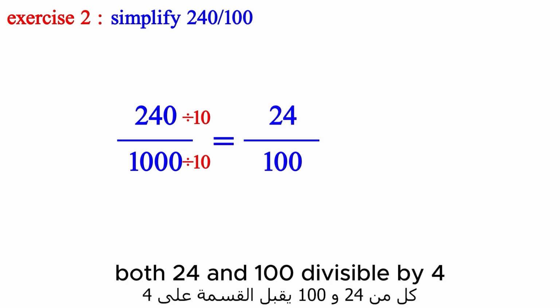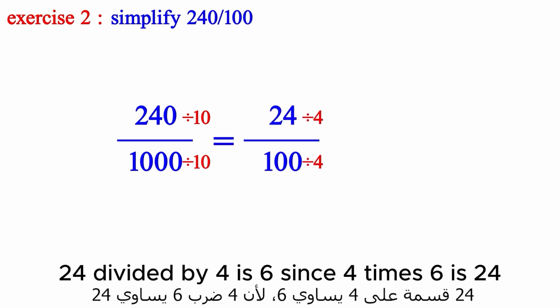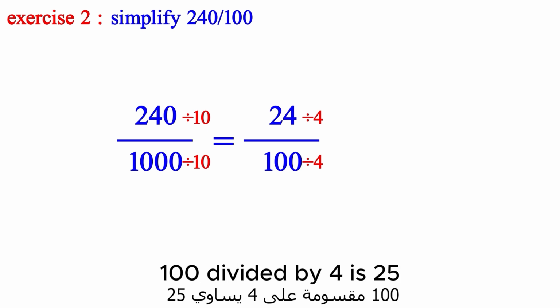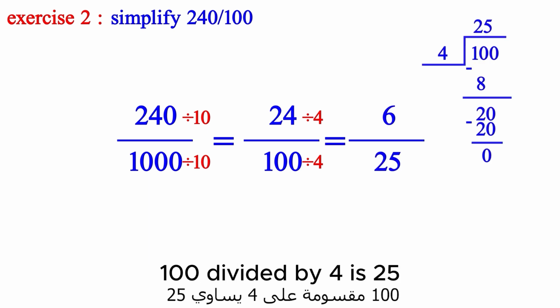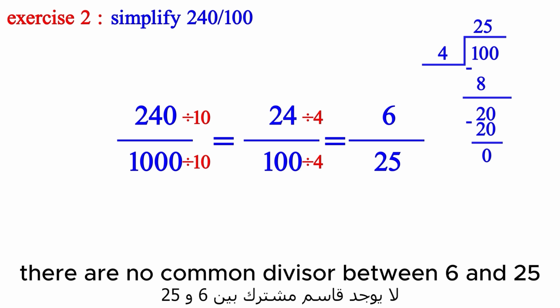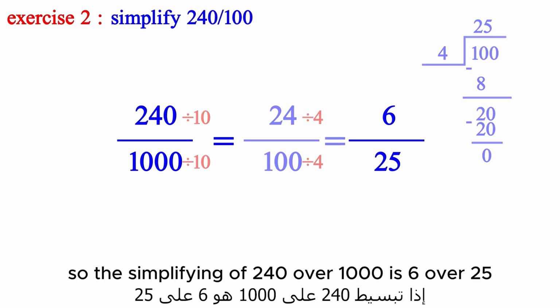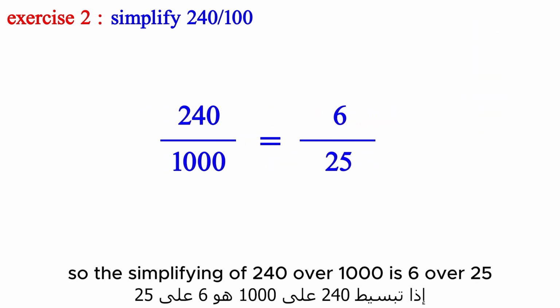Both 24 and 100 are divisible by 4. 24 divided by 4 is 6 since 4 times 6 is 24. 100 divided by 4 is 25. There is no common divisor between 6 and 25, so the simplification of 240 over 1000 is 6 over 25.